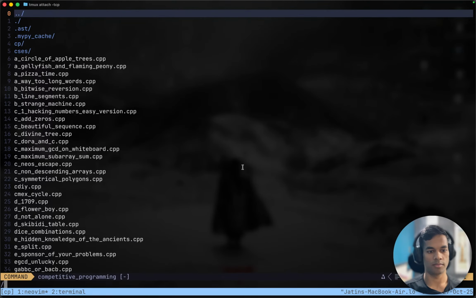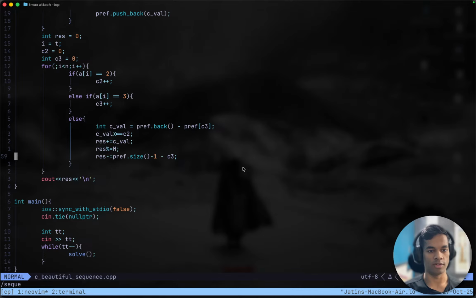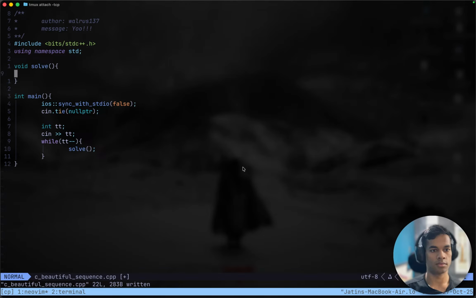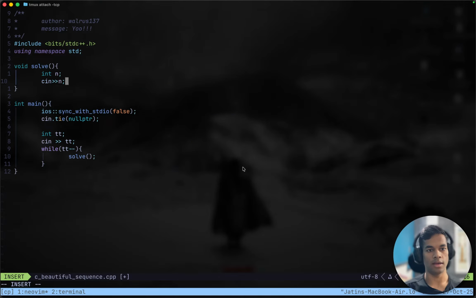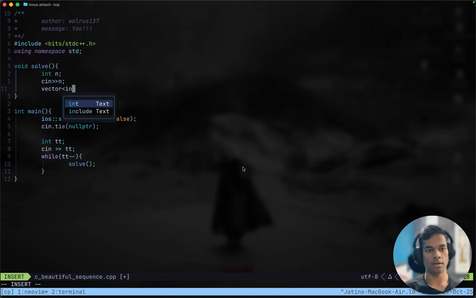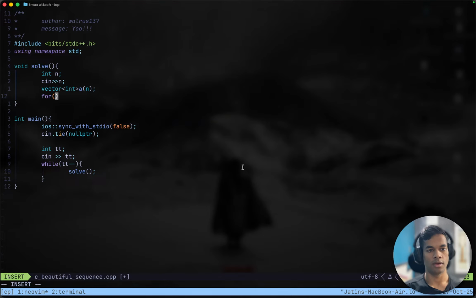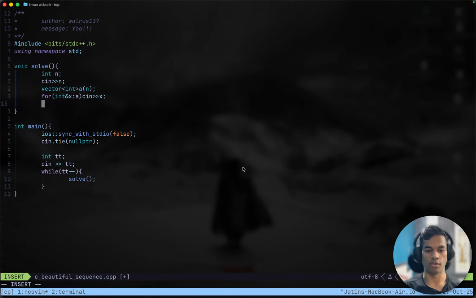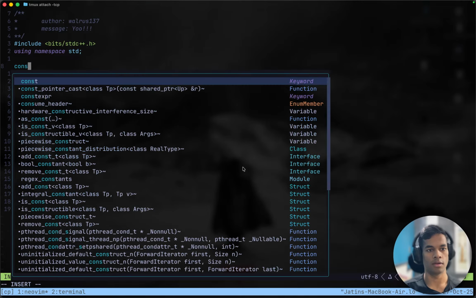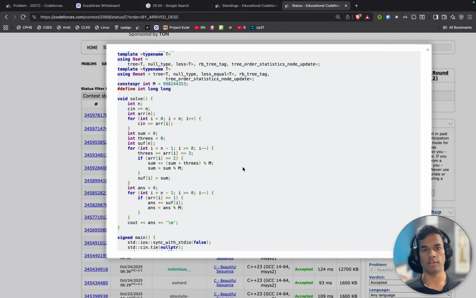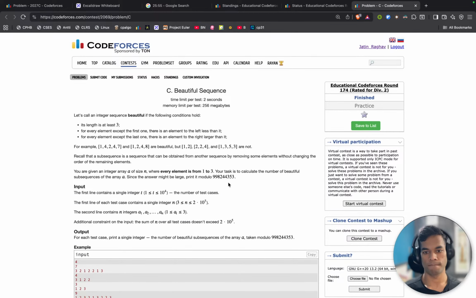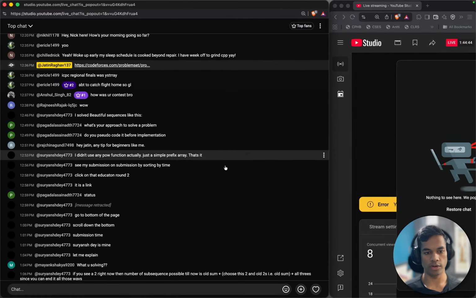Beautiful sequence. Int n, take n, vector of integers a of size n, and then we will fill this by reference. We have now filled this, and long integer rest equals initially nothing, and here const int M equals some number, this number with which we have to take the modulus.